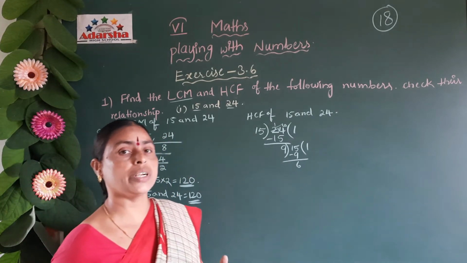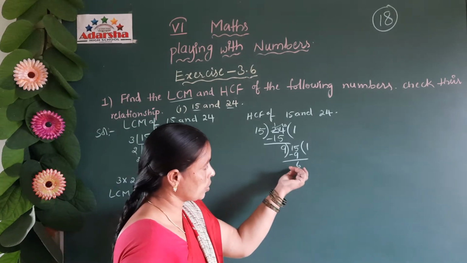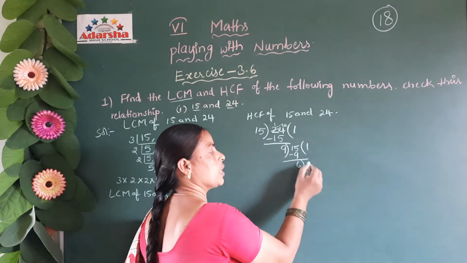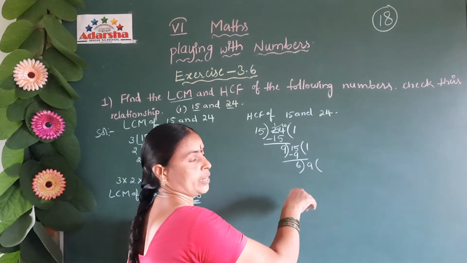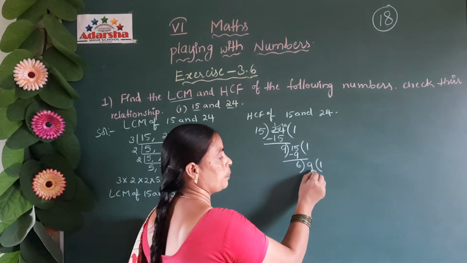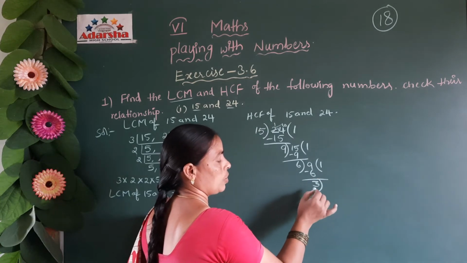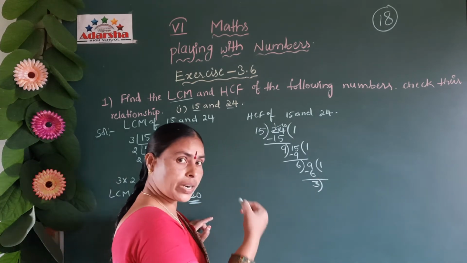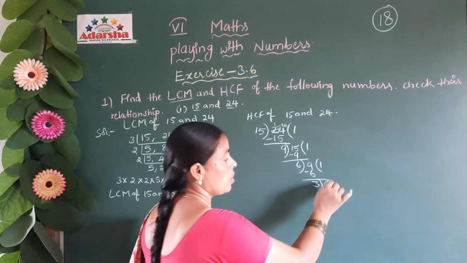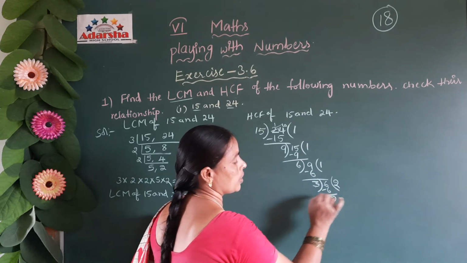Again you have to continue the division until you get remainder 0. Here the remainder is 6, so consider this remainder as the divisor, and the previous divisor 9 becomes the dividend. Divide 9 by 6. In 9, 6 goes one time. 9 minus 6 is 3. Again this remainder 3 becomes the divisor and 6 the dividend. In 6, 3 goes 2 times. 3 2s are 6. Now we get remainder 0.